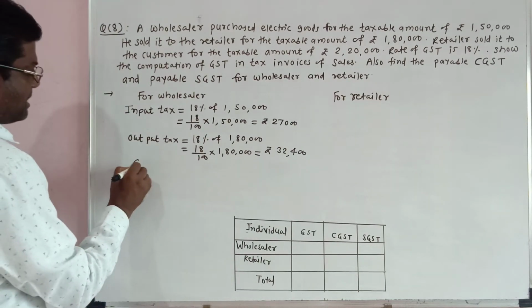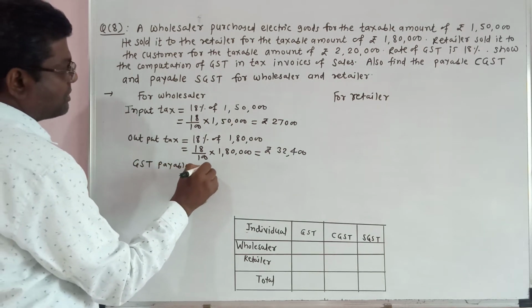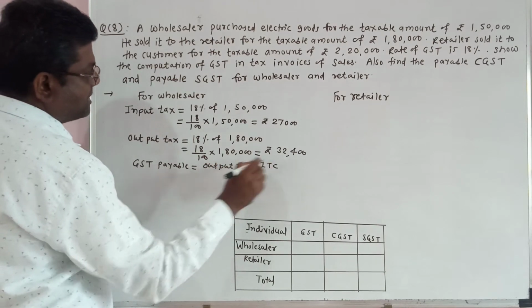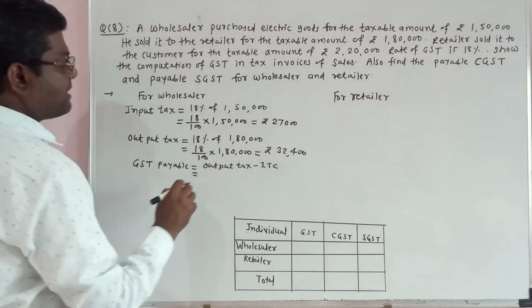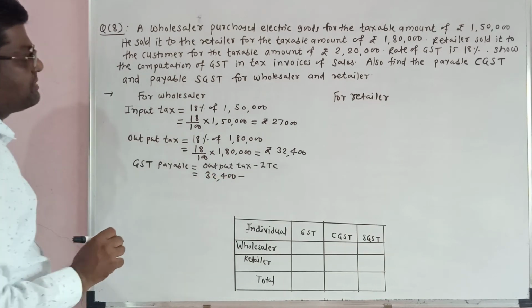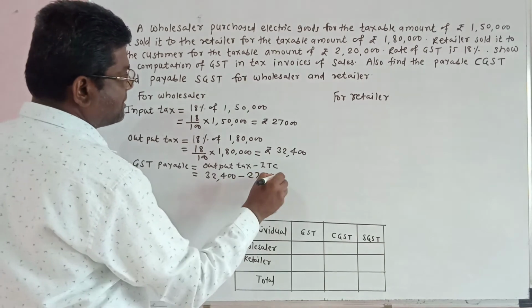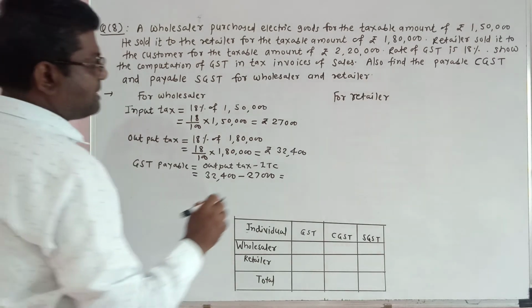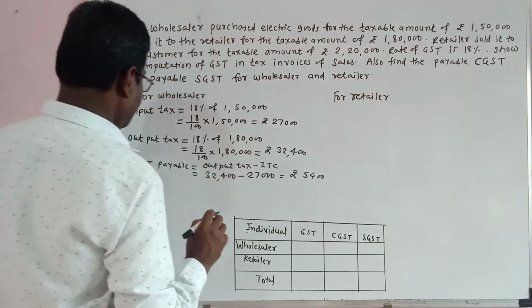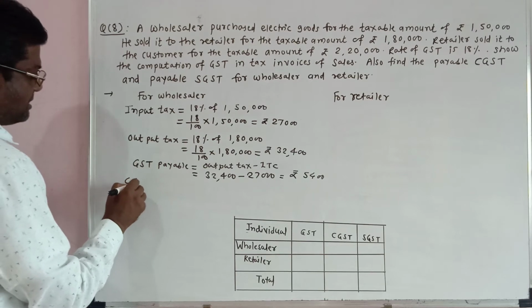Now GST payable is equal to output tax minus ITC. Output tax is 32,400, minus ITC, which means input tax, is 27,000. So what will this amount be? 5,400. 5,400 is GST. Now we have to find the SGST and CGST.